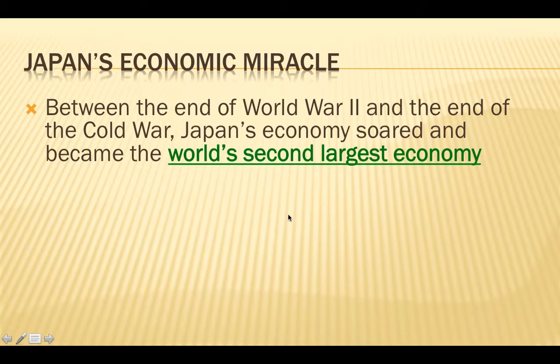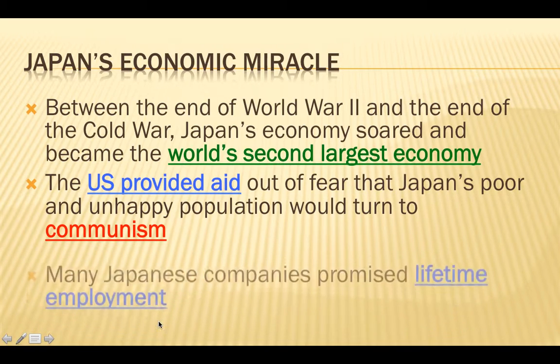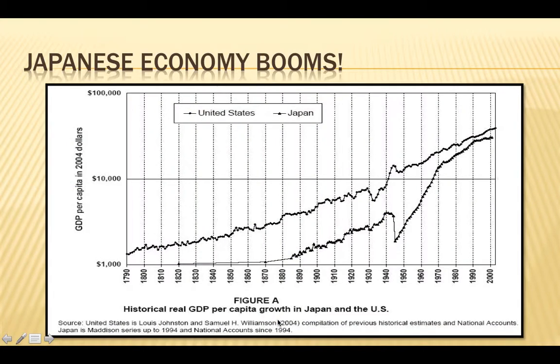They become the second largest economy. The United States provides aid because they believe that if the people were unhappy, they would switch to communism, which the United States was in great fear of after World War II. This is the time of the Cold War, so they wanted to keep them as happy as they possibly could. And many companies promised lifetime employment for its people, so they could get there and stay there forever and be satisfied.